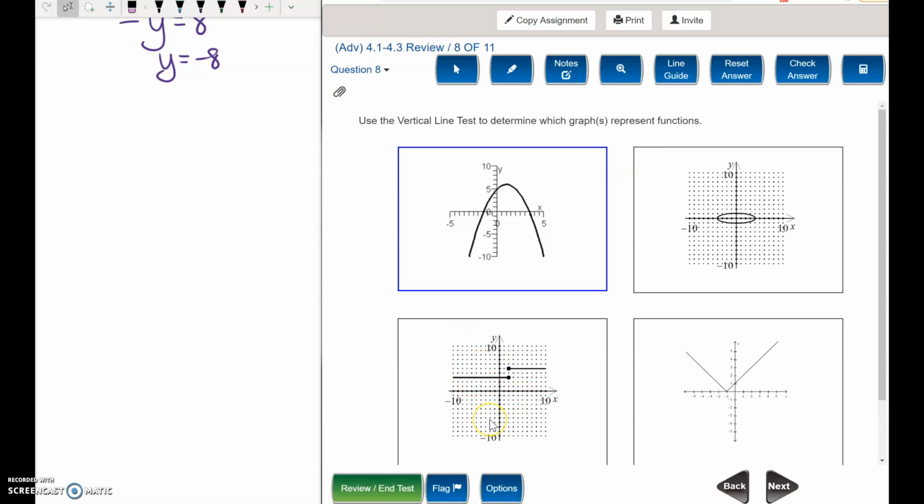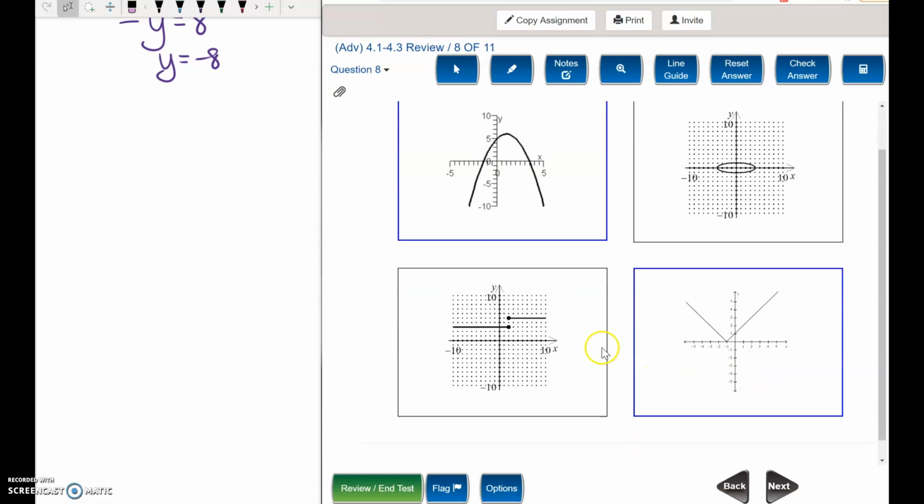How about this piecewise function? Do you guys remember piecewise functions? Because there's a closed dot on both of those, if you put a vertical line at x equals 2, it would pass through both of those points, so that one is not a function. What about the absolute value? Yes. I think on the test there might only be one, but I don't remember.